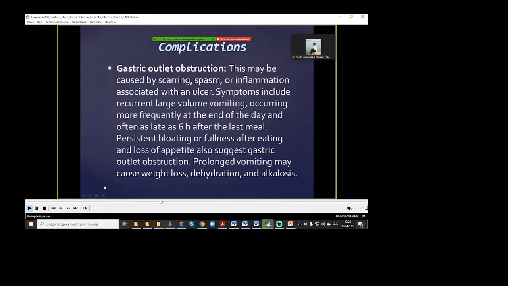Gastric outlet obstruction, the next complication of ulcer disease. It may be caused by scarring, spasm, or inflammation associated with an ulcer. Symptoms include recurrent large volume vomiting occurring more frequently at the end of the day and often as late as 6 hours after the last meal. Persistent bloating or fullness after eating and loss of appetite also suggest gastric outlet obstruction. Prolonged vomiting may cause weight loss, dehydration, and alkalosis.